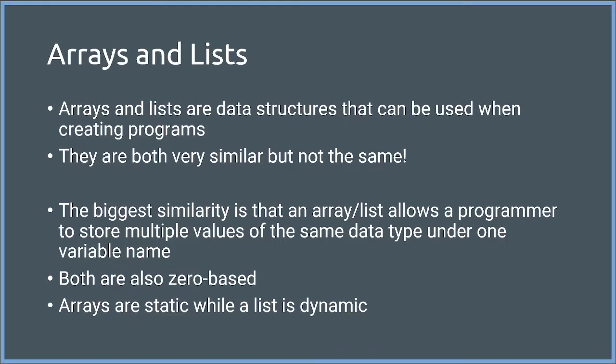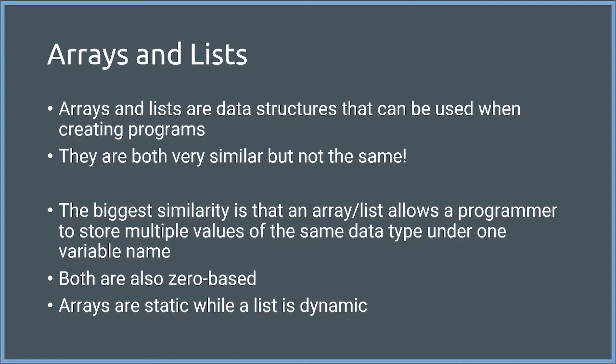So arrays and lists are data structures that can be used when we're creating our programs, and they're both very, very similar, but they do have a distinct difference. The biggest similarity is that arrays and lists allow a programmer to store multiple values of the same data type under one variable name.